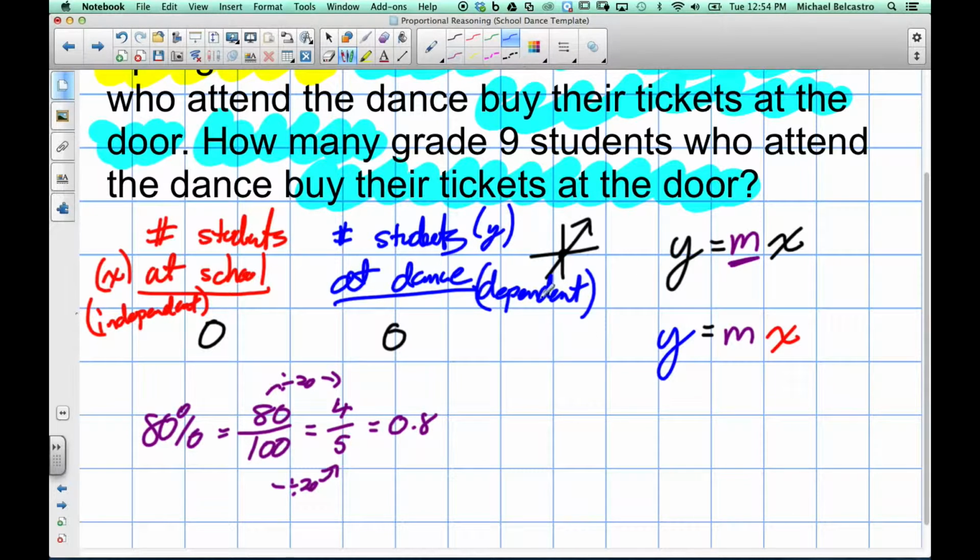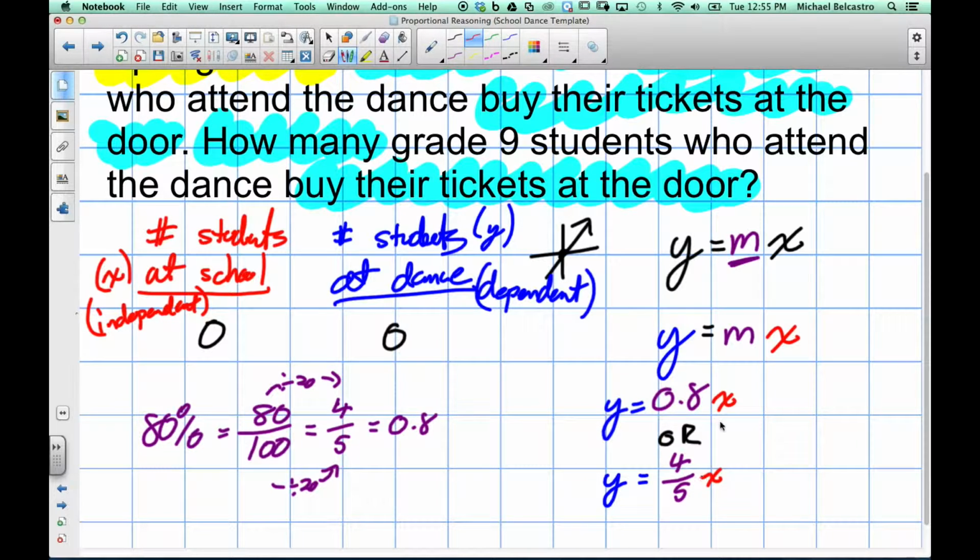So I can write my equation as y is equal to 0.8x, or we can write our equation y is equal to, let's say, 4 over 5 or 80 over 100. Any of them are acceptable because they're equivalent fractions, times x.